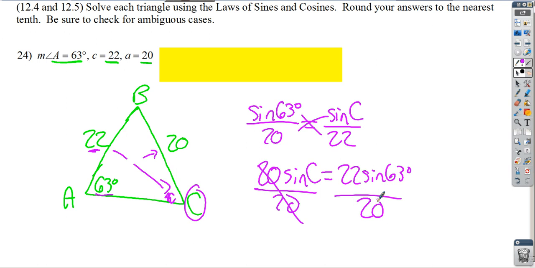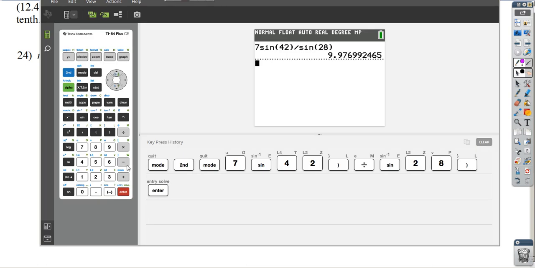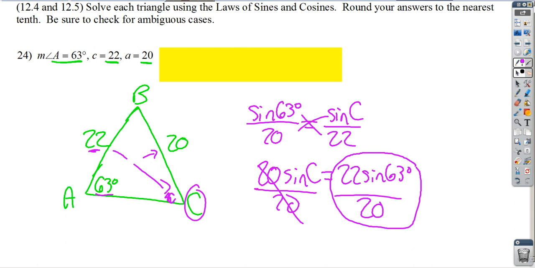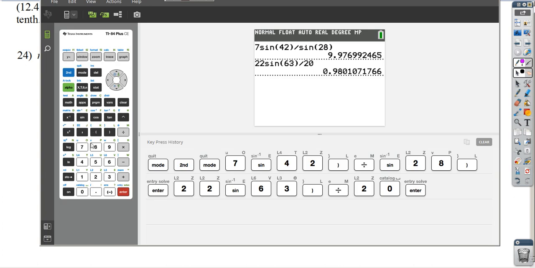Okay, we'll tell in just a sec, because there's a couple more steps. First of all, let's find out what that equals right there. 22 sine 63 over 20. So 22 sine 63 divided by 20, and that ends up equaling 0.98. Okay. And actually, I'm going to store that in the calculator. We're using angle C, so I'm going to store that as C.